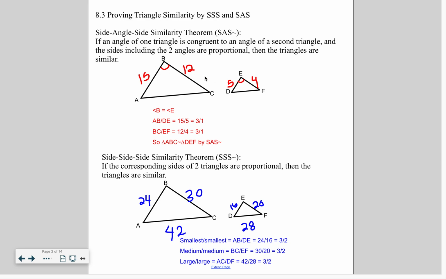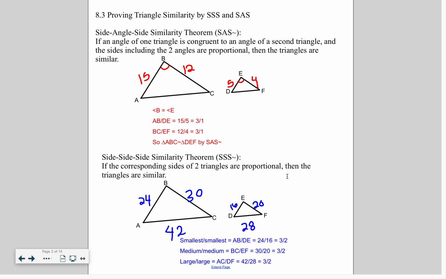And if you're not sure, Mrs. Renfrey, how do I know which of these sides to compare? 15 is the bigger of these two. So when you're writing your ratio, compare it with 5, the bigger of these two. So that's how I knew to put 15 over 5, since those are the larger when I compare the two sides. So I have the congruent angles. You'll see that my ratios both reduced to the same 3:1. So we can conclude the triangles are similar by SAS similarity.